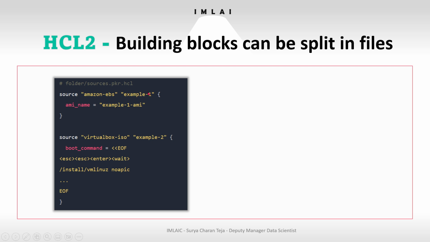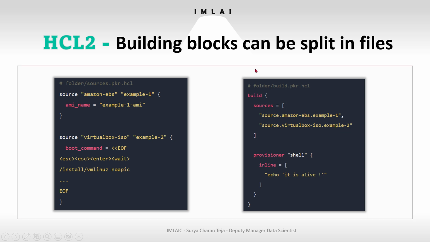Building blocks can also be split into files. If you want to split into two different files, this is sources.pkr.hcl, this is one file, and this is build.pkr.hcl, this is another file. One consists of a source and the other consists of the provisioner information. Still you can attach them using this concept.